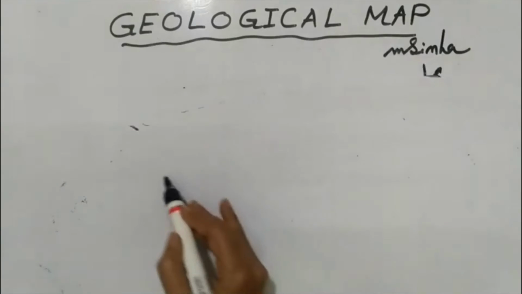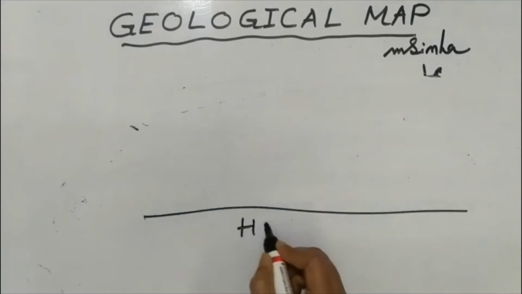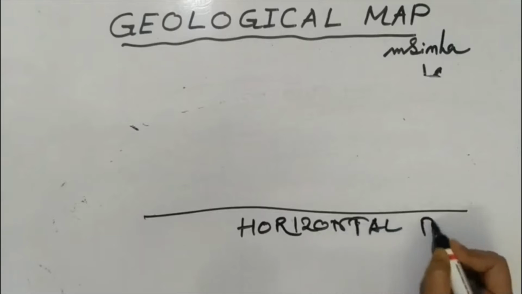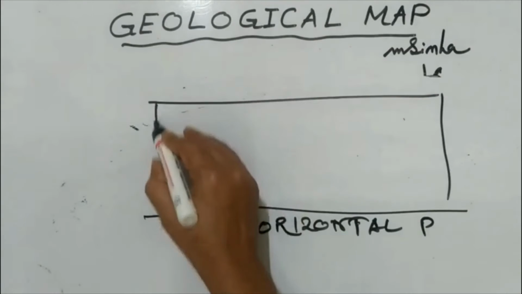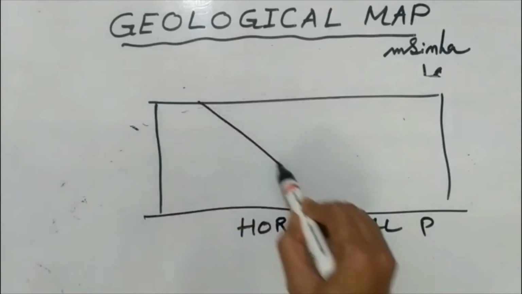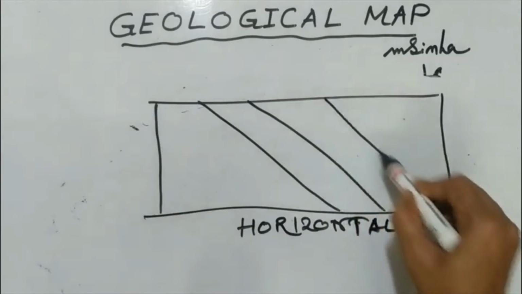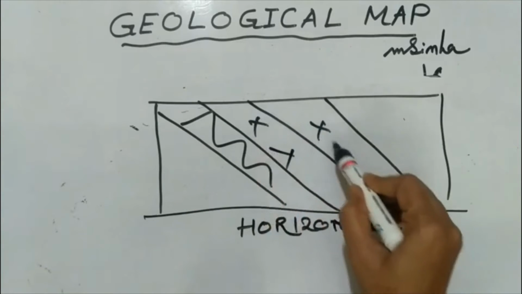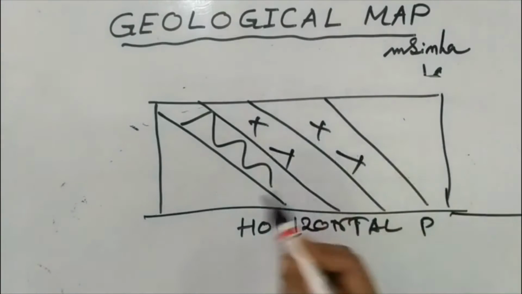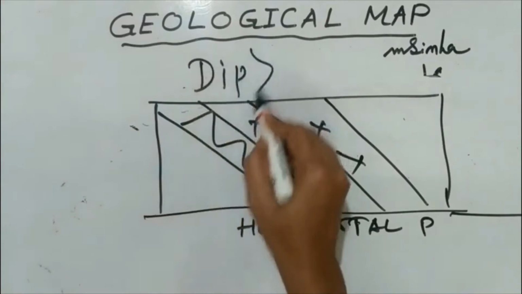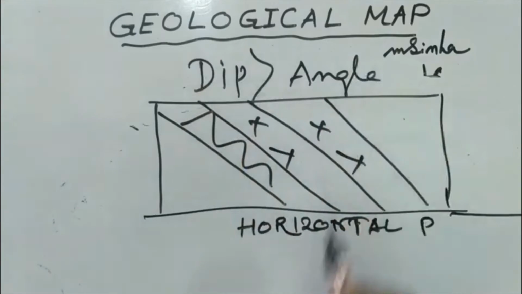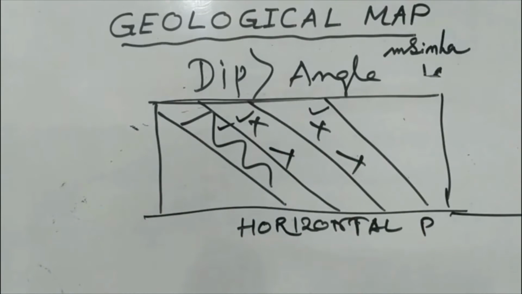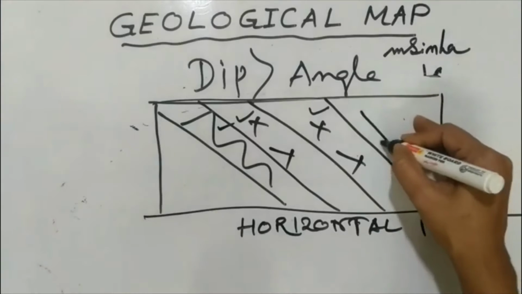Suppose it's a horizontal plane. Okay. Few beds are inclined in that direction, so the angle, dip, is an angle. I have told you that dip is an angle. So here, those are the beds. Beds are inclined towards this direction.